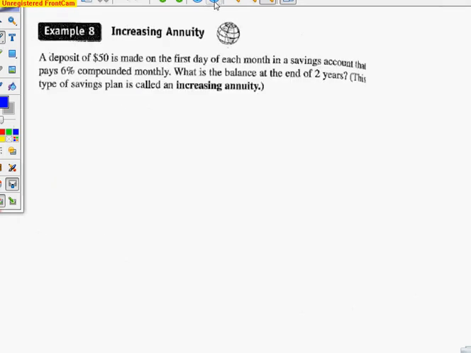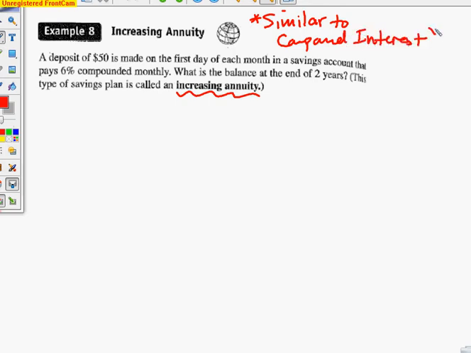Okay, last one here. We're going to talk about an increasing annuity. Okay, an increasing annuity. And before we begin, this is going to be very similar to compound interest. Okay. Now the only difference is right here.